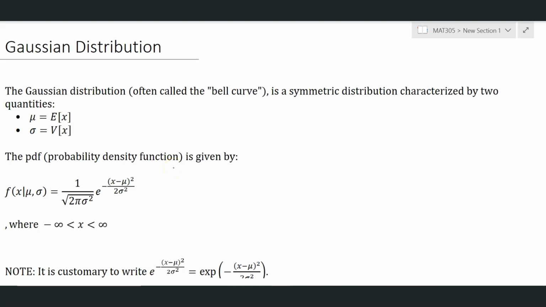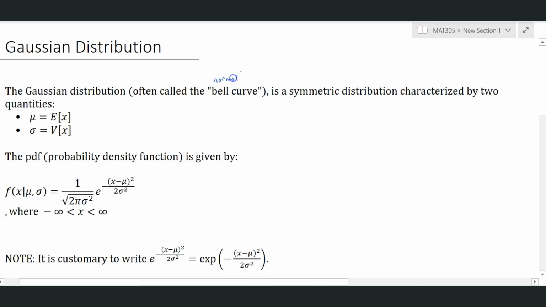In statistics and probability, one of the most important distributions is called the Gaussian distribution, or sometimes the bell curve, or really the normal distribution. And the reason this is called the normal distribution is because it occurs very frequently in the statistical sciences.